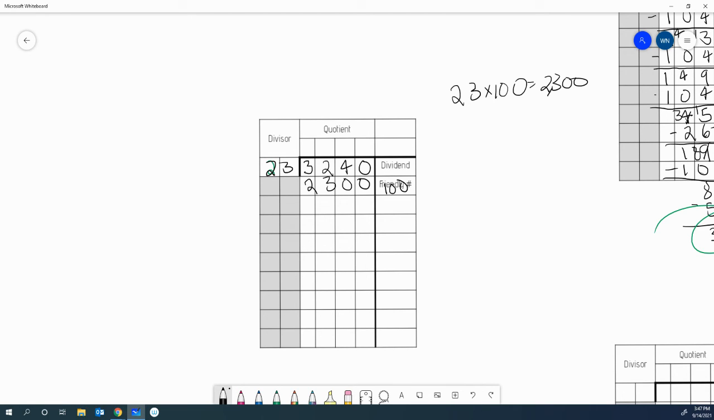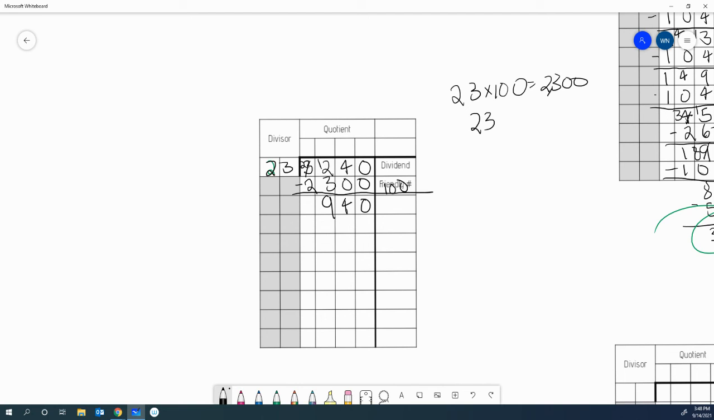2,300, because 100 times 23 is 2,300. Let's subtract. 0 minus 0 is 0. 4 minus 0 is 4. Can't do that. 2. 12 minus 3. 11, 10, 9. Dude, that got us really close. We have 940 left. So I know that 23 times 100 is 2,300.